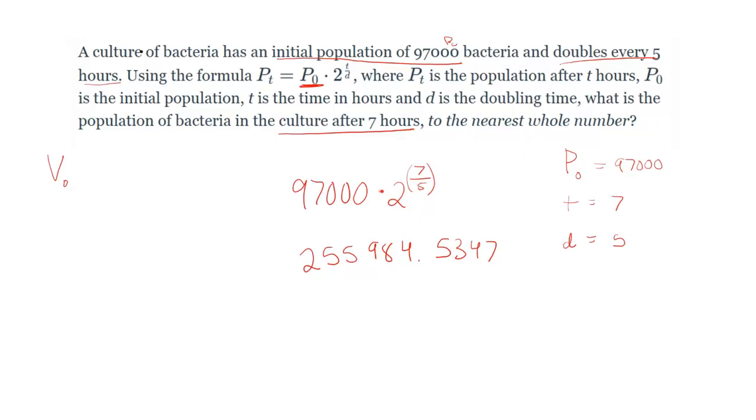A couple of things. This one does say round to the nearest whole number. So we're going to look at the tens place. This is a 5, so that does bump this up to a 5. So I have almost 256,000 bacteria.